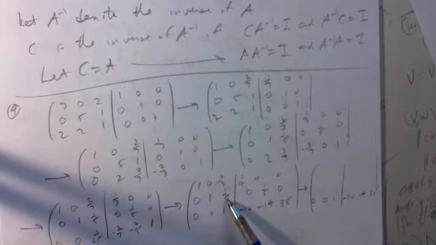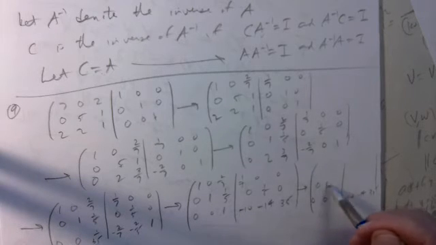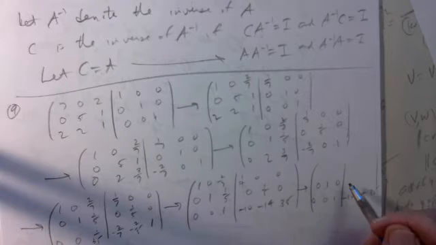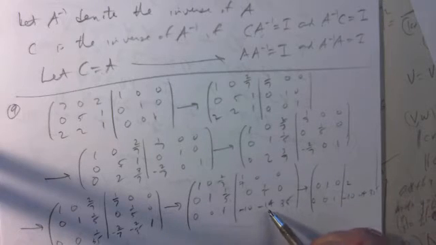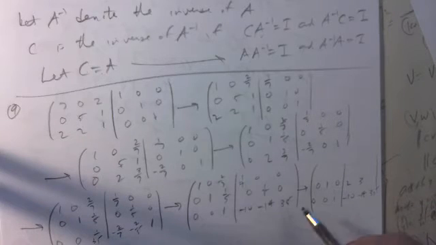I want a 0 here, so I multiply this row by minus a fifth and add. I get 0, 1, 0. Minus a fifth times minus 10 is 2. Minus a fifth times minus 14 is 14 over 5. Plus 1 over 5 is 15 over 5, or 3. Minus a fifth times 35 is minus 7.